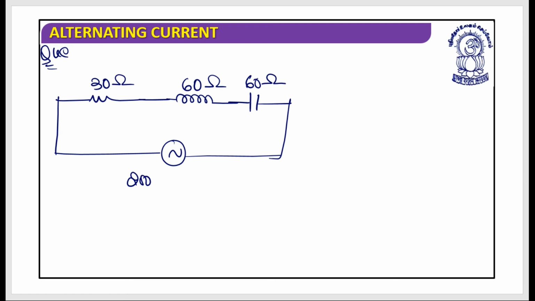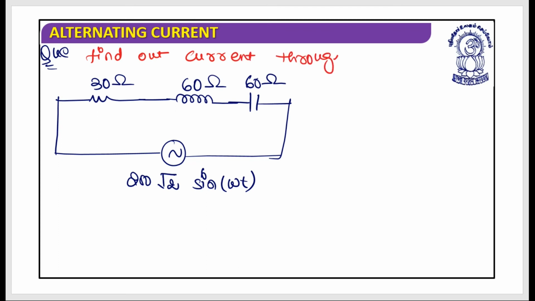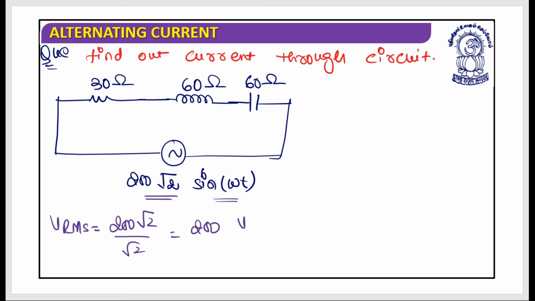It's 200 root 2 sine omega t. So let's suppose the first question is: find out the current through the circuit. This is the question. So let's understand that this is 200 root 2 sine omega t. If I find out the VRMS, this is equal to 200 root 2 by root 2, which is 200 volt.